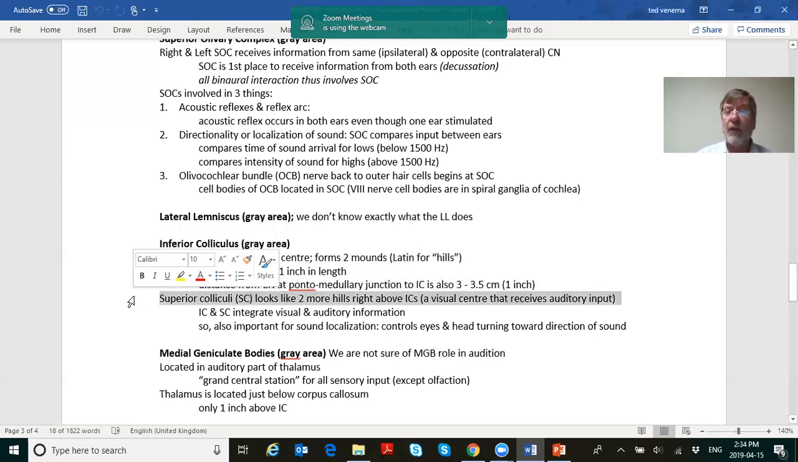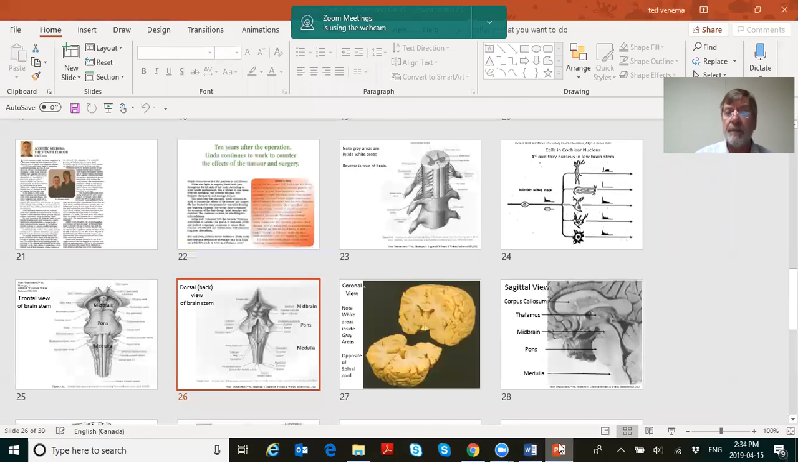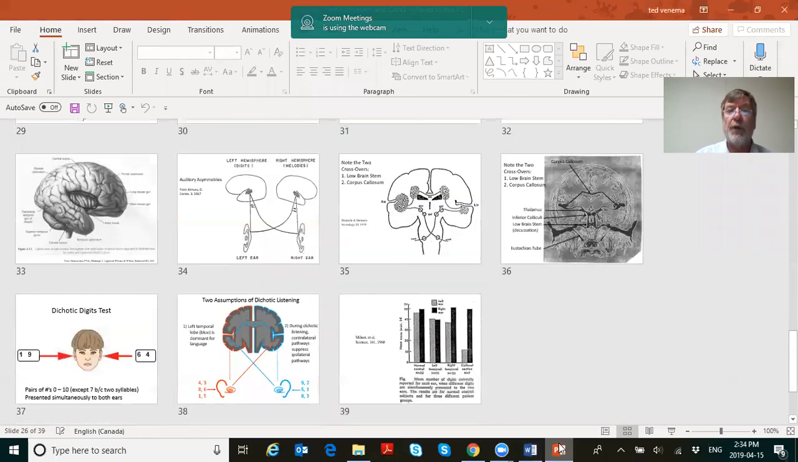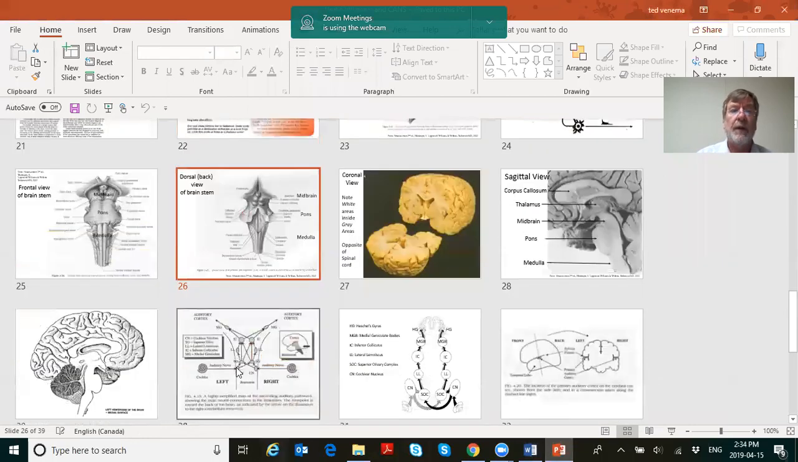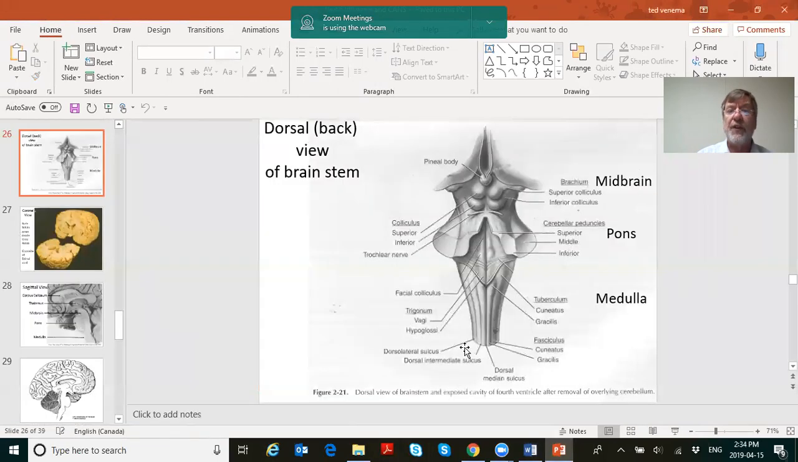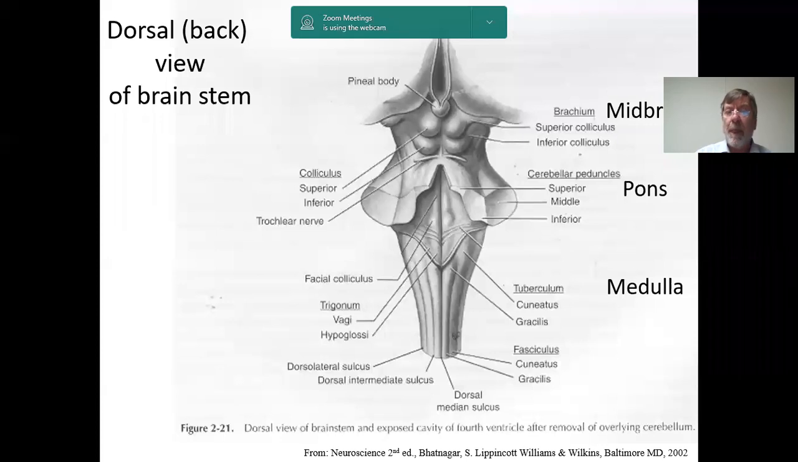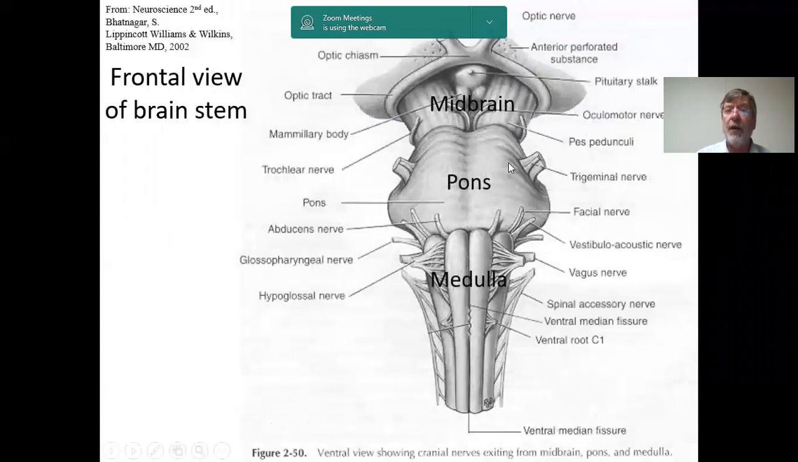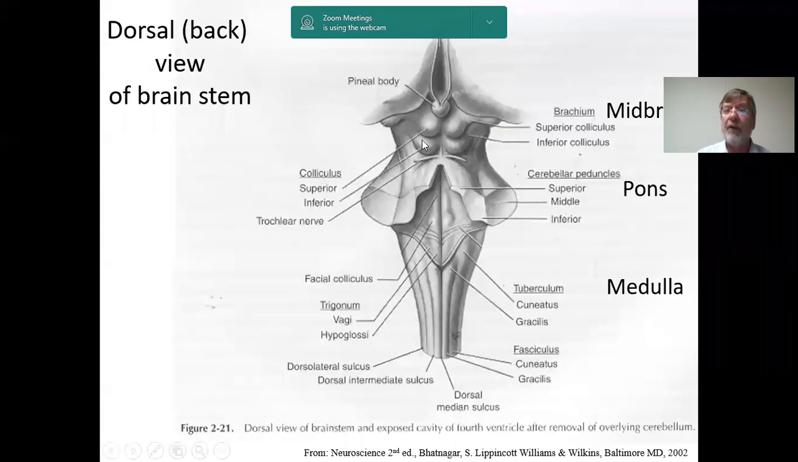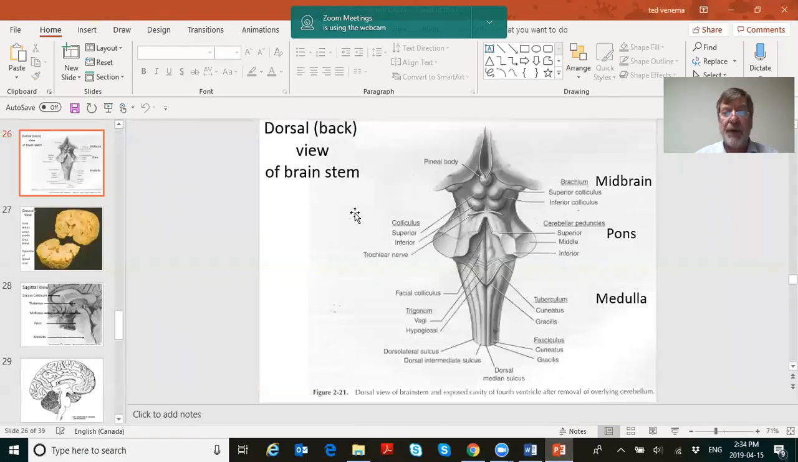Superior colliculi look like 2 more hills just above the inferior colliculi. So, as would be shown here, you're looking at the back of the brainstem, okay? Front of the brainstem: medulla, pons, midbrain. Look at the back, there's the inferior colliculi. Superior, inferior, linking together vision and hearing.